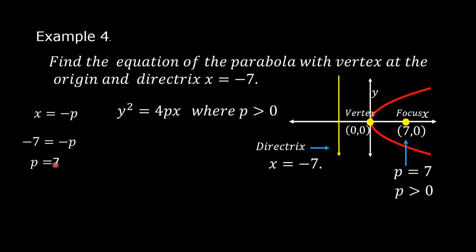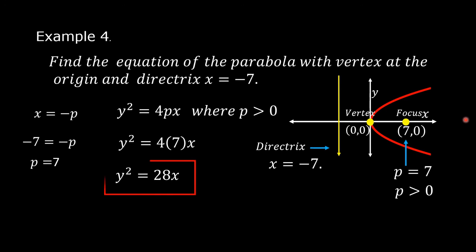Replacing p by 7, we have y squared is equal to 4 times 7 times x. Simplifying, we have y squared is equal to 28x. This is the equation of the parabola with the vertex at the origin and directrix x is equal to negative 7.